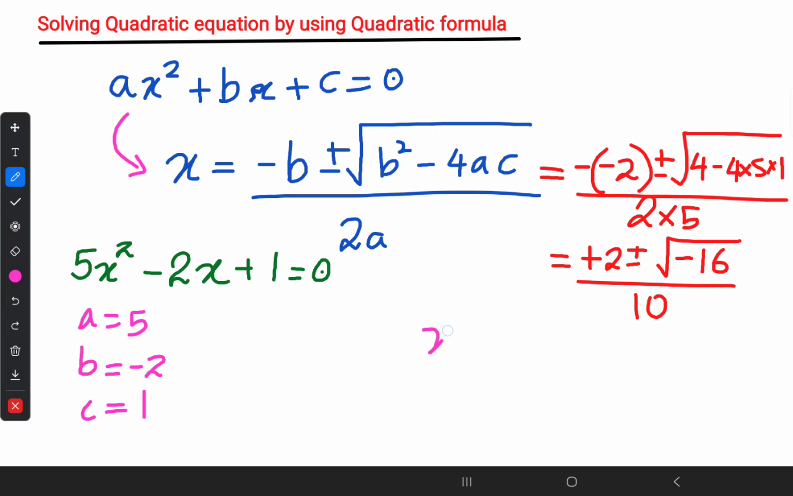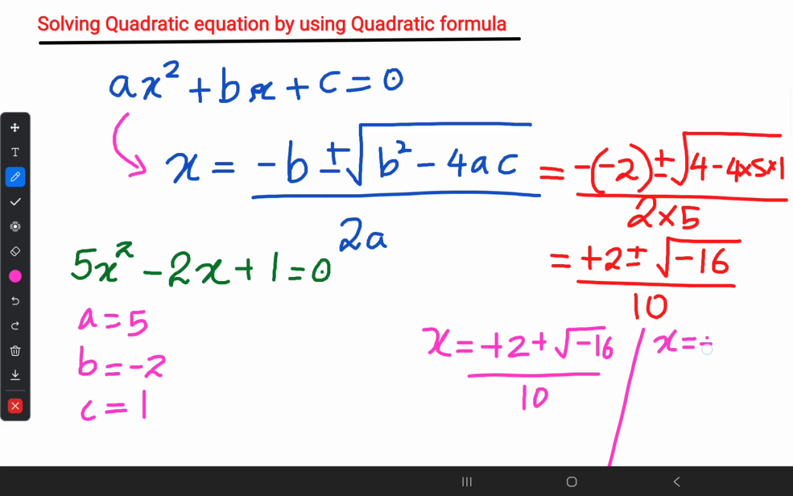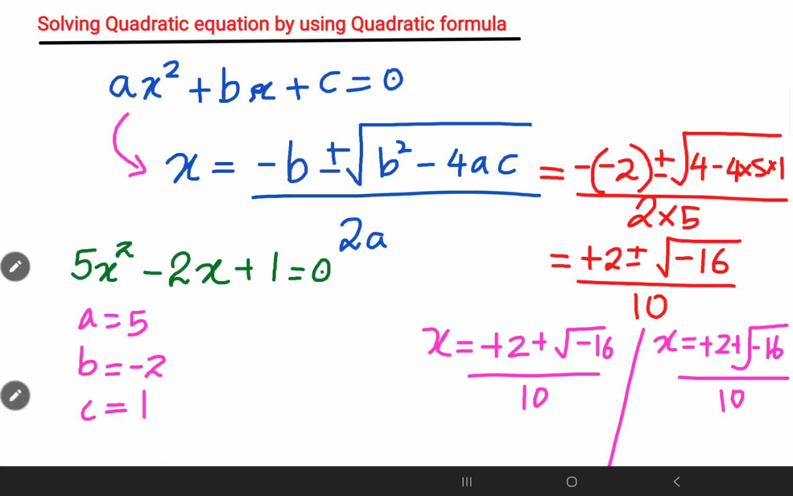So one solution for x is 2 plus the square root of negative 16, upon 10. This is one of the solutions. And another solution for x is 2 minus the square root of negative 16, upon 10. These are the two solutions. Since it is an imaginary number, we cannot solve and finalize the answer. So that's all from the solution.